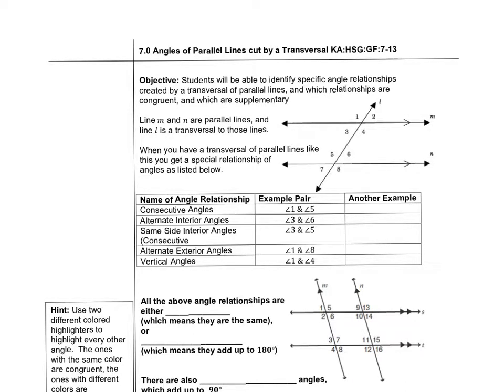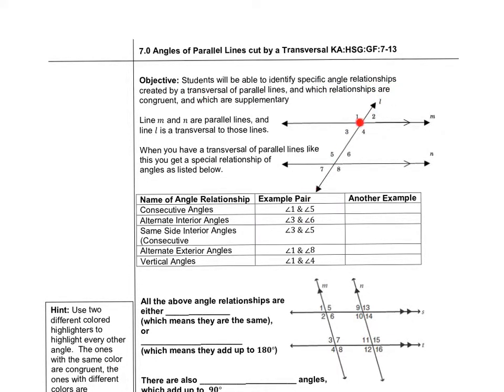All right, 7.0, angles of parallel lines cut by a transversal. This is kind of like some prerequisite stuff that we're going to need for Chapter 7 and pretty much all the second semester when we get into some geometry stuff. So objectives, students will be able to identify specific angle relationships created by a transversal.